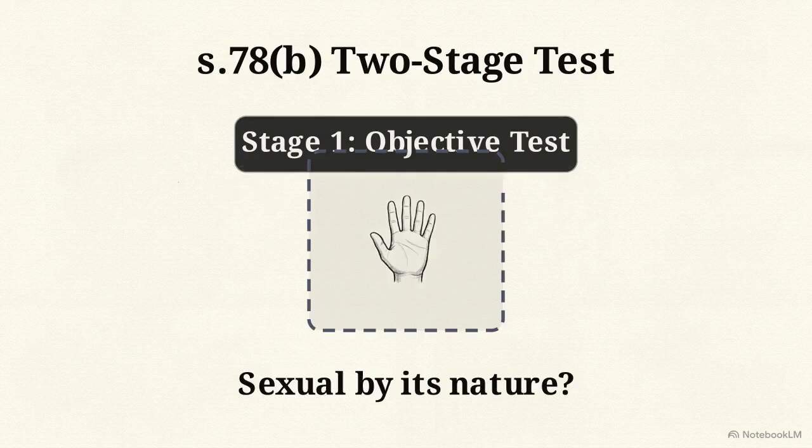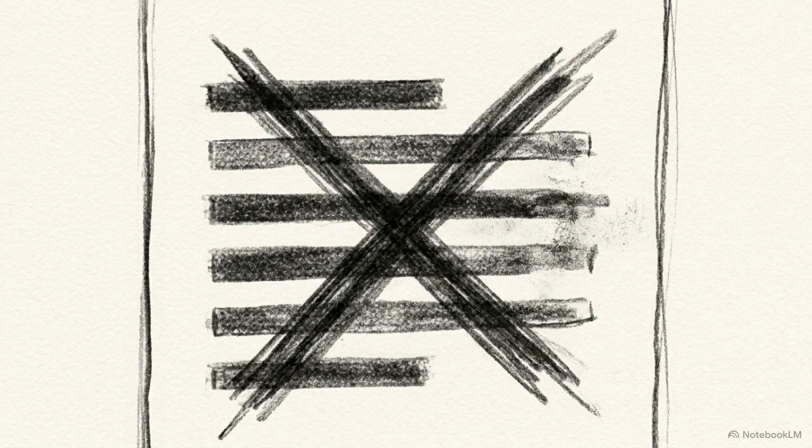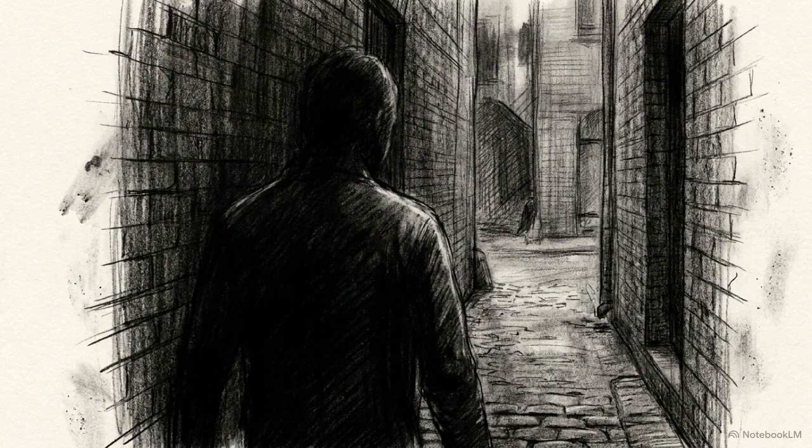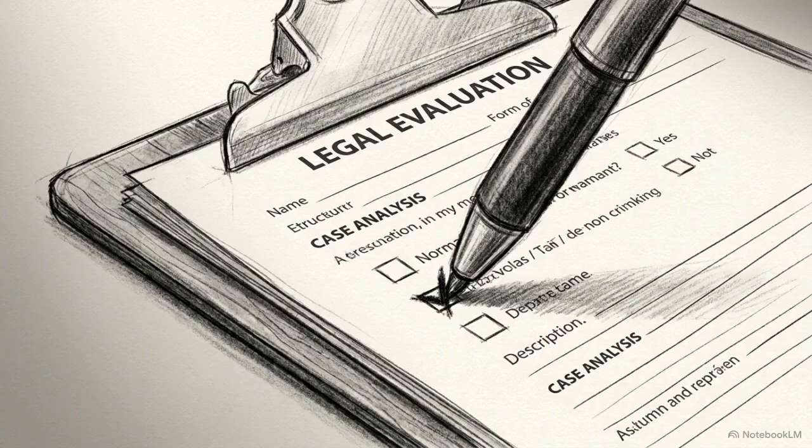This requires isolating the act from its context. A grab of the trousers likely stalls at this first stage. Unlike touching a specialized intimate area, grabbing a waistband is not an inherently sexual act on its own. If the legal analysis stopped here, predatory acts that rely on ambiguous physical contact would escape classification. That makes the second stage of the test an absolute necessity.